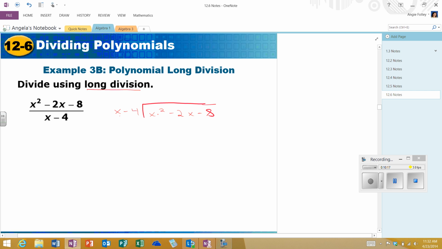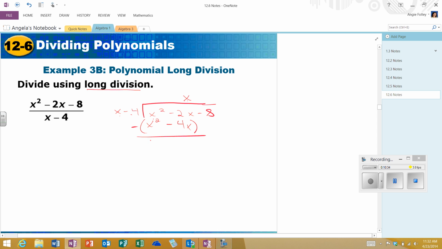So what do I need to multiply x by to get x squared? Well, I need to multiply it by an x, and I write it above that other x. So x times x is x squared, and x times minus 4 is a minus 4x.